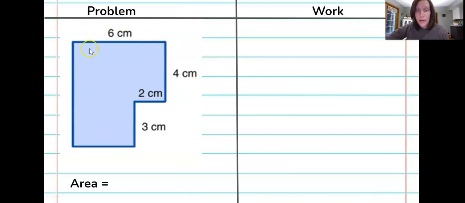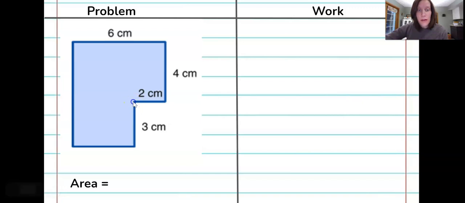This one's a little bit different. So I want you to pause the video and take your time to draw this irregular shape and label all of the things that you see before I show you how to work it out in your notebook. Okay, now that you have it written, you're probably going to see this kind of looks like two rectangles put together. So what we're going to do is we're actually going to split it into two rectangles because I know how to find the area of a rectangle.